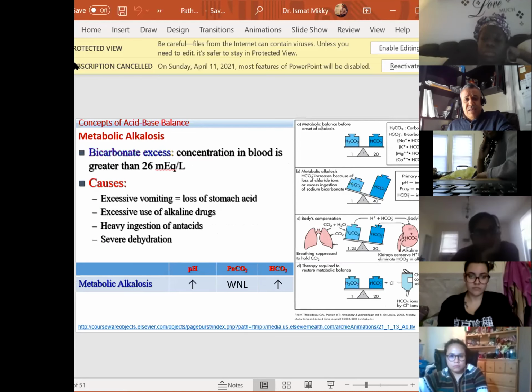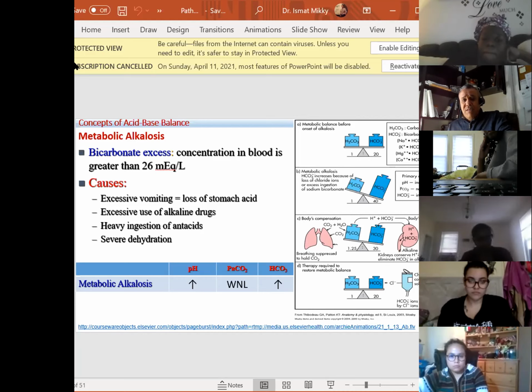But metabolic alkalosis is when the patient's blood bicarb elevates higher than 26, and that could result from vomiting, because in the vomitus we lose stomach acid, so it results in alkalosis. Or the ingestion of a large amount of Tums or calcium carbonate tablets, or antacids, or severe dehydration.